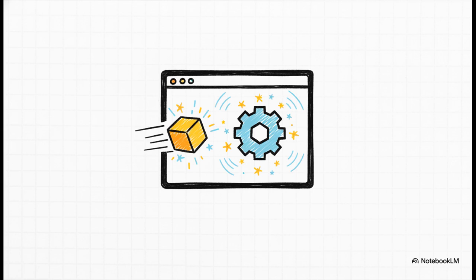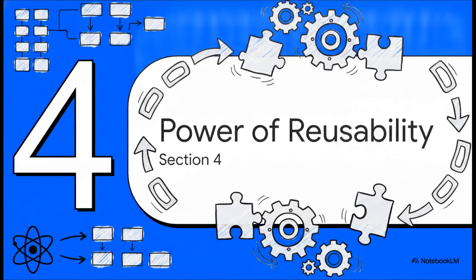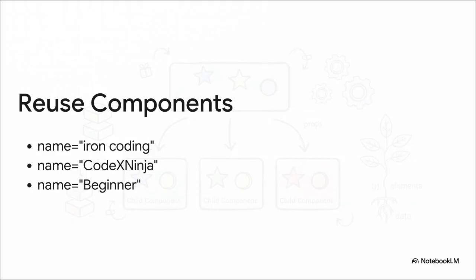Take a second and think about what just happened here. The word welcome was hard-coded into our component, sure, but the phrase iron coding was passed dynamically through the prop. We didn't have to hard-code the user's name inside the welcome file itself at all. It was securely delivered from the outside. And that leads us to Section 4, the power of reusability. Let's see how this transforms into an absolute superpower for developers.